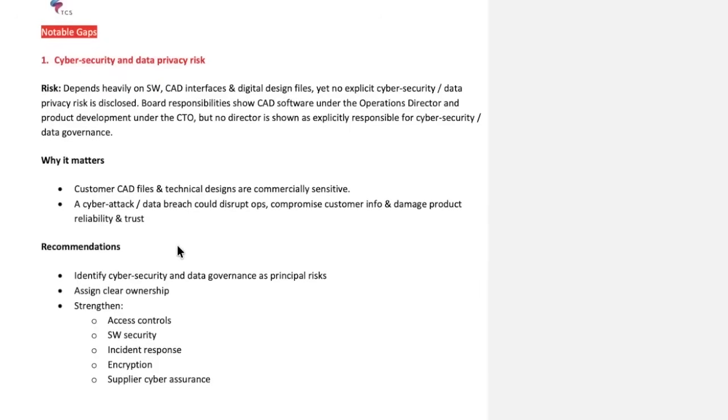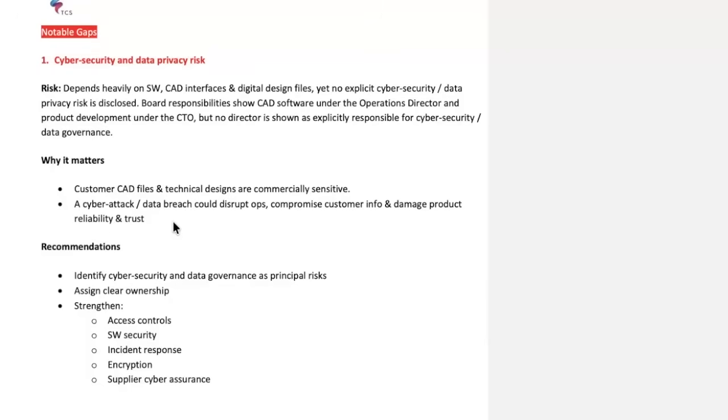Why it matters is the fact that we are dealing with CAD files, confidential design data of our customers who end up utilizing our solutions. So it's essential that we uphold utmost levels of cybersecurity and data privacy, because if you are exposed to a cyber attack or a data breach, this disrupts operations within the client's premises, as well as compromises customers' confidential information, and therefore it impacts our product reliability and trust in an adverse manner.